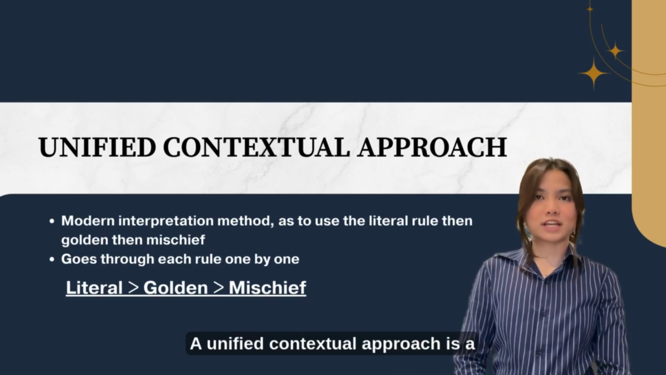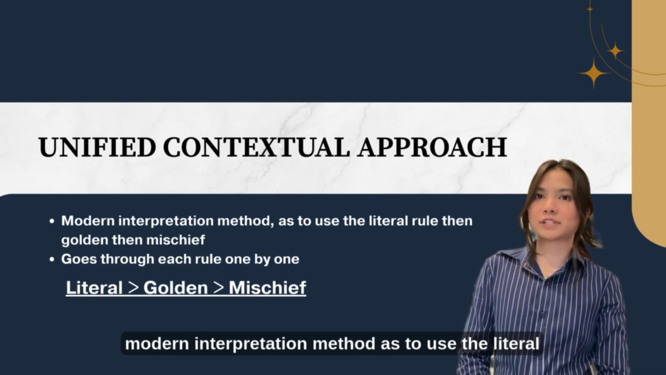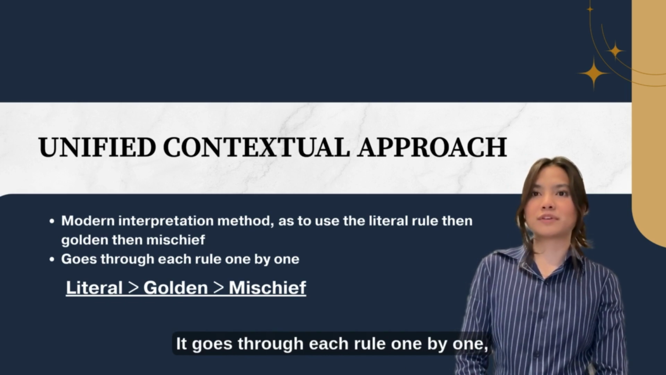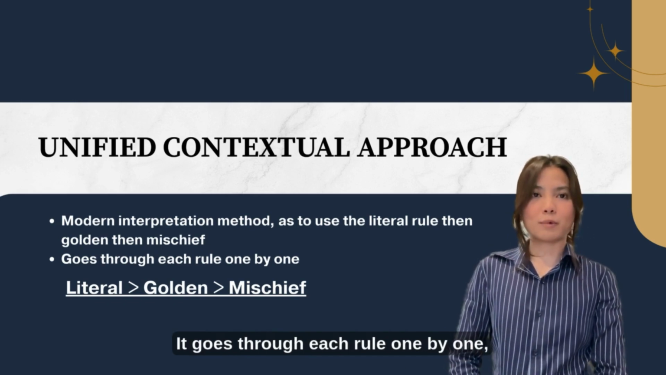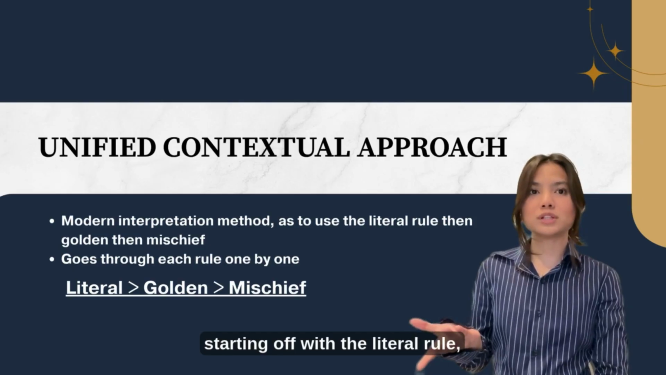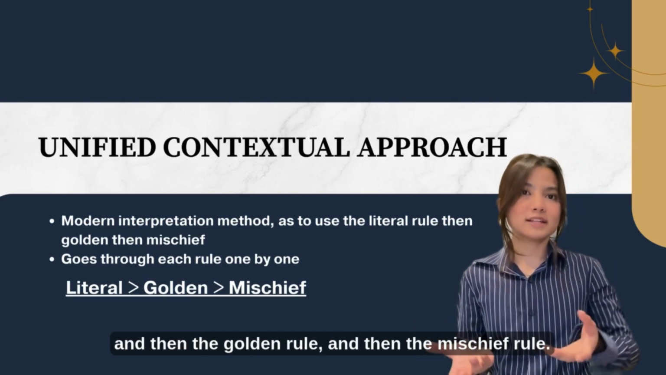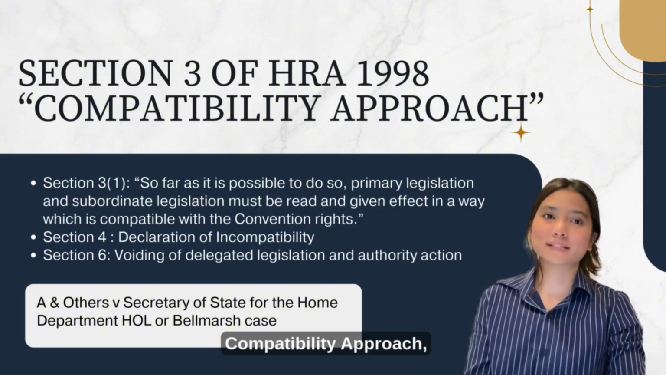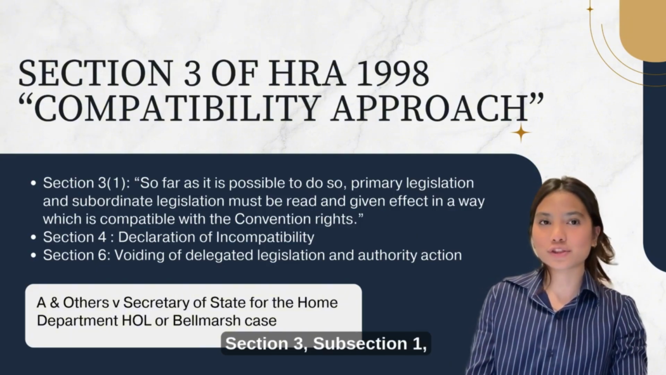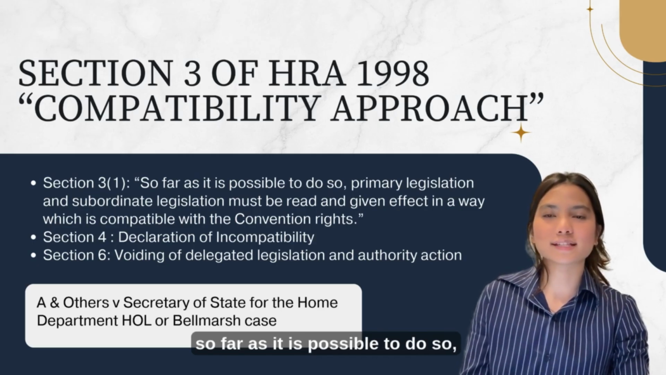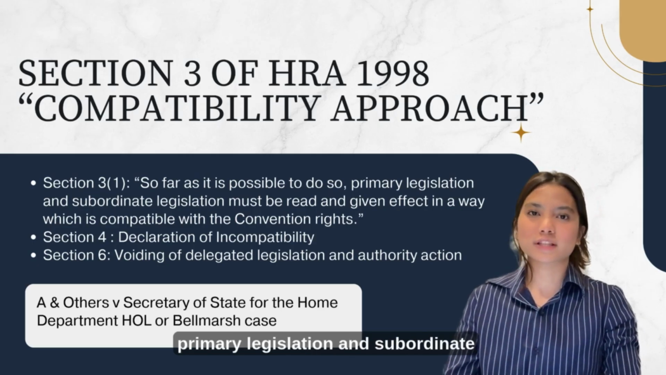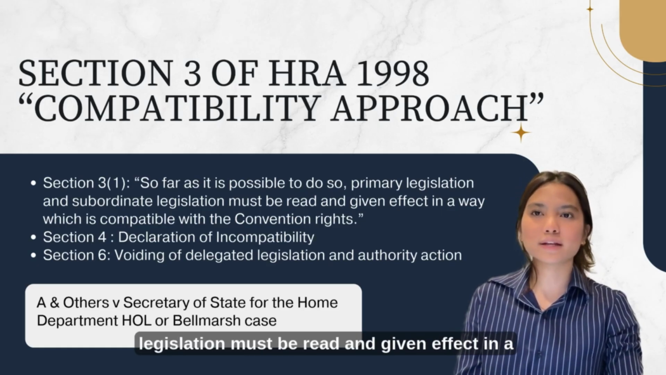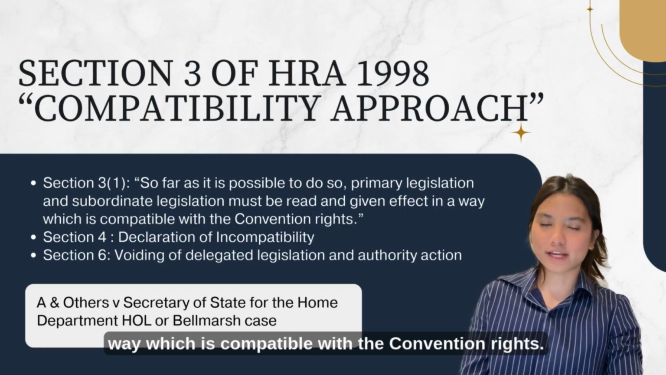A unified contextual approach is a modern interpretation method where you use the literal rule, then the golden rule, then the mischief rule. It goes through each rule one by one, starting off with the literal rule, and then the golden rule, and then the mischief rule. In Section 3 of the HRA 1998, the Compatibility Approach, Section 3, Subsection 1: so far as it is possible to do so, primary legislation and subordinate legislation must be read and given effect in a way which is compatible with the Convention rights.